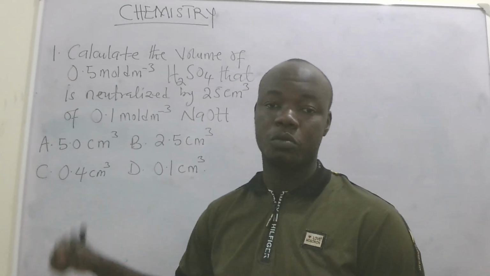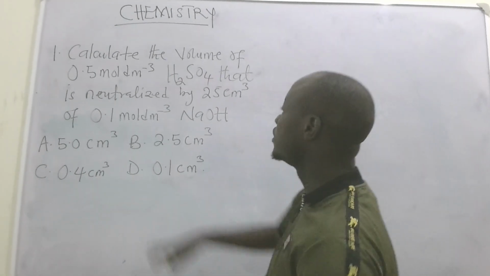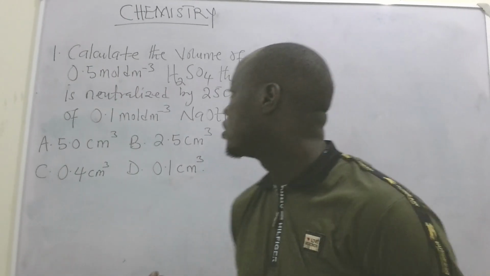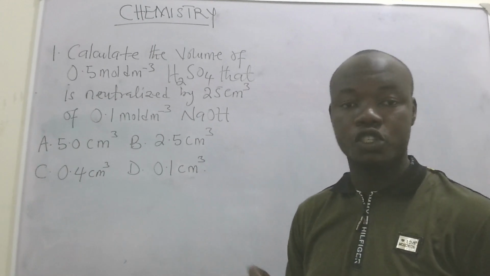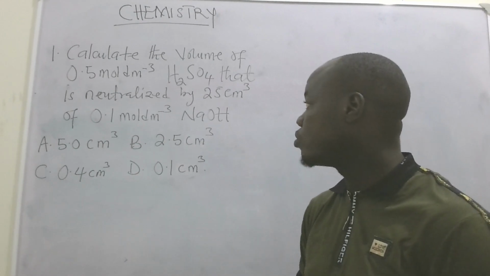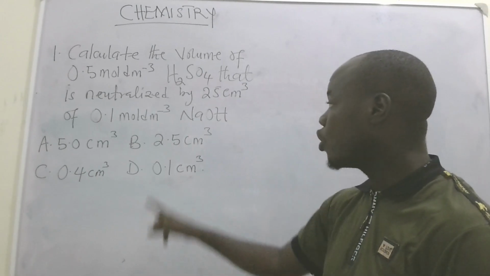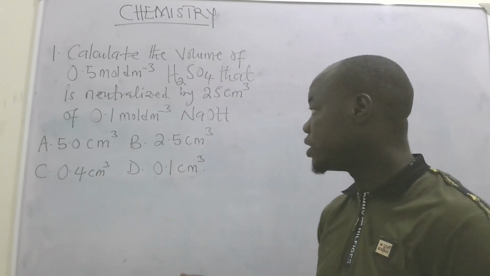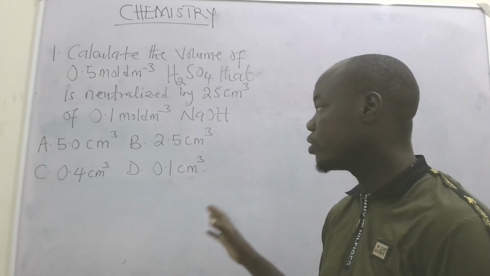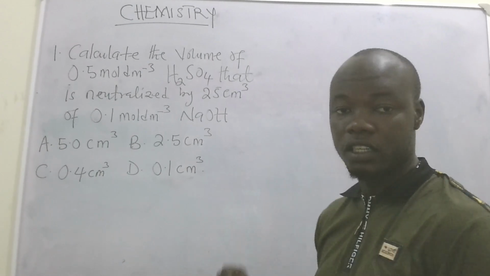We are going to look at some questions from POST-UTME. Number one: calculate the volume of 0.5 mol per dm cube H2SO4 that is neutralized by 25 centimeter cube of 0.1 mol per dm cube sodium hydroxide. Option A, 5.0 centimeter cube. Option B, 2.5 centimeter cube. C, 0.4 centimeter cube. And option D is 0.1 centimeter cube.